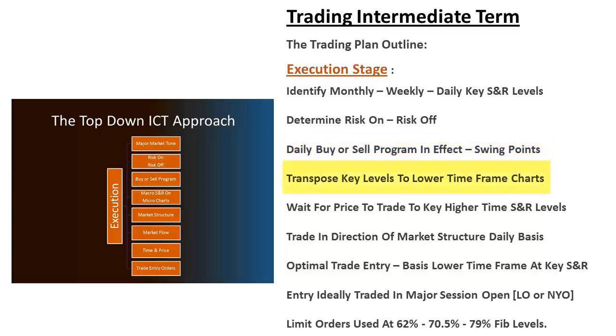When we have that scenario in effect, you're going to be transposing those key levels from the higher time frame monthly, weekly, and daily down to your lower time frame 60-minute, 15-minute, and 5-minute charts. You're going to wait for price to trade to those higher time frame key support and resistance levels. You want to only be trading in the direction of the market structure that you find on the daily chart. So your market structure is going to be daily basis. Okay, you're not looking at market flow on 1-hour charts, 4-hour charts. You're only trading in the direction of the market structure that you find on the daily chart.